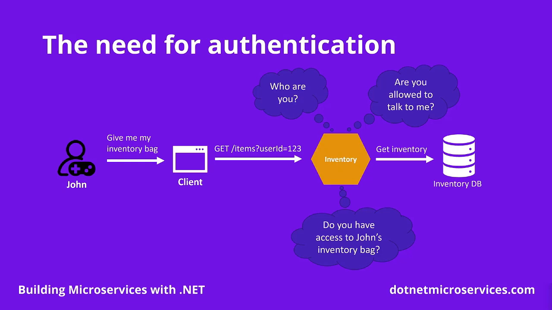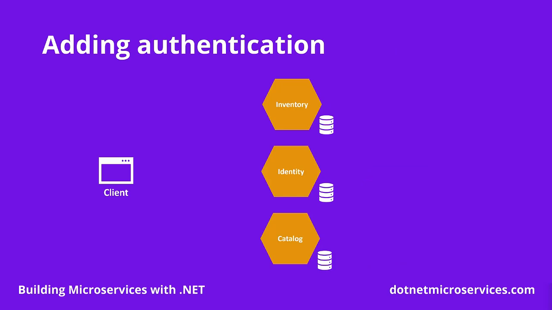In summary, we need to establish the identity of the caller. The good thing is that we do have an identity microservice by now, so we should be able to enable authentication in our system. That is, we should be able to confirm that the caller is allowed to retrieve the items for the specified user.